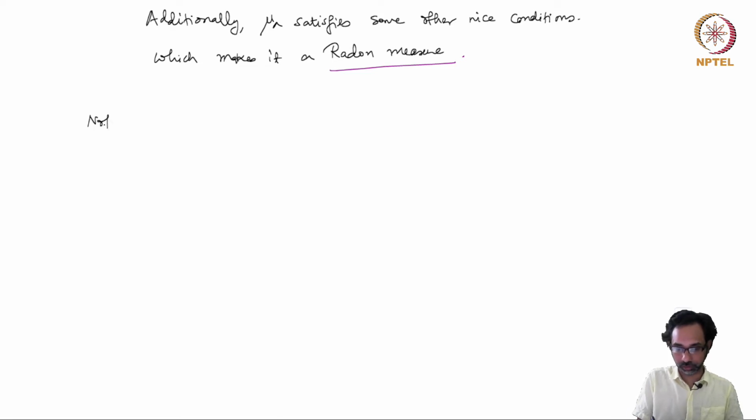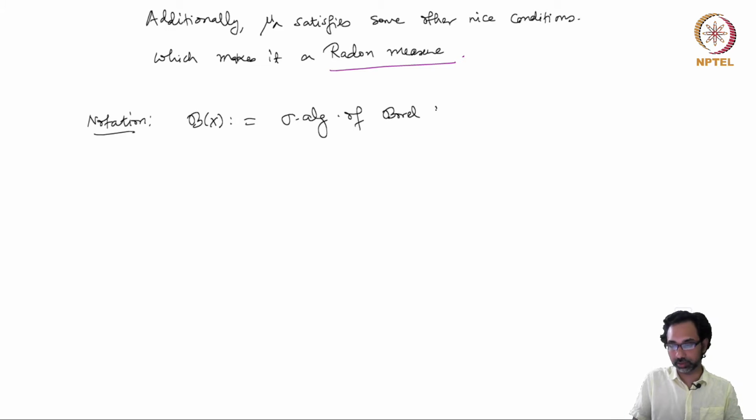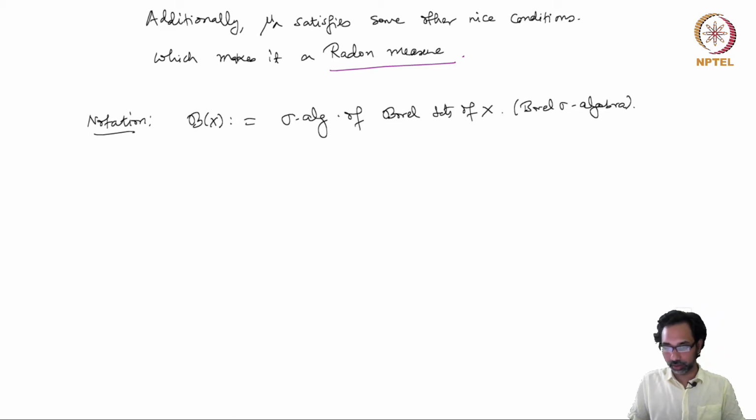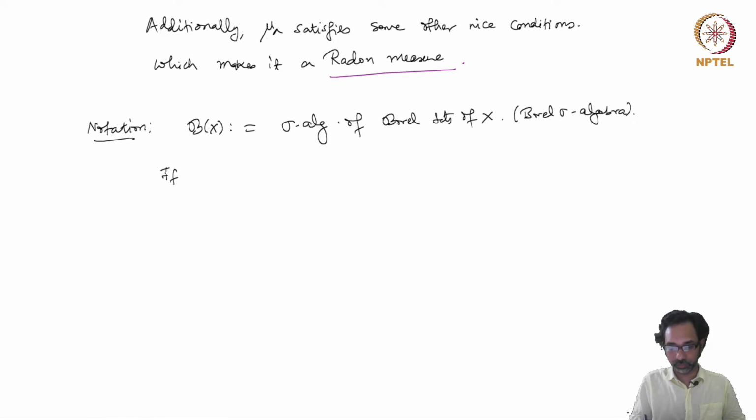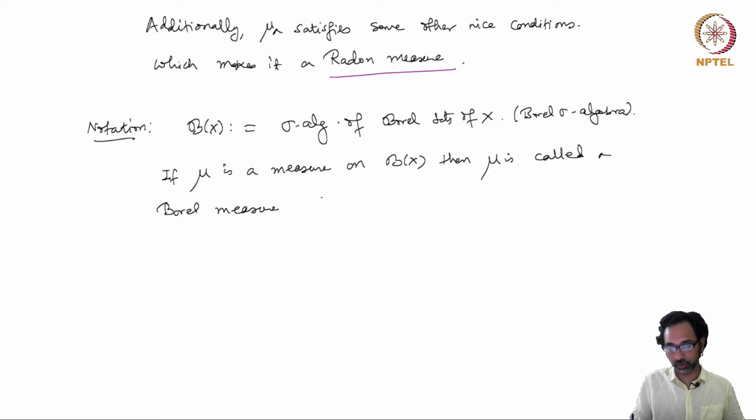So first let me fix some notation. Bx is the sigma algebra of Borel sets of X. This is called the Borel sigma algebra. And if mu is a measure on the sigma algebra of Borel subsets, then mu is called a Borel measure on X. So this is the definition of a Borel measure.